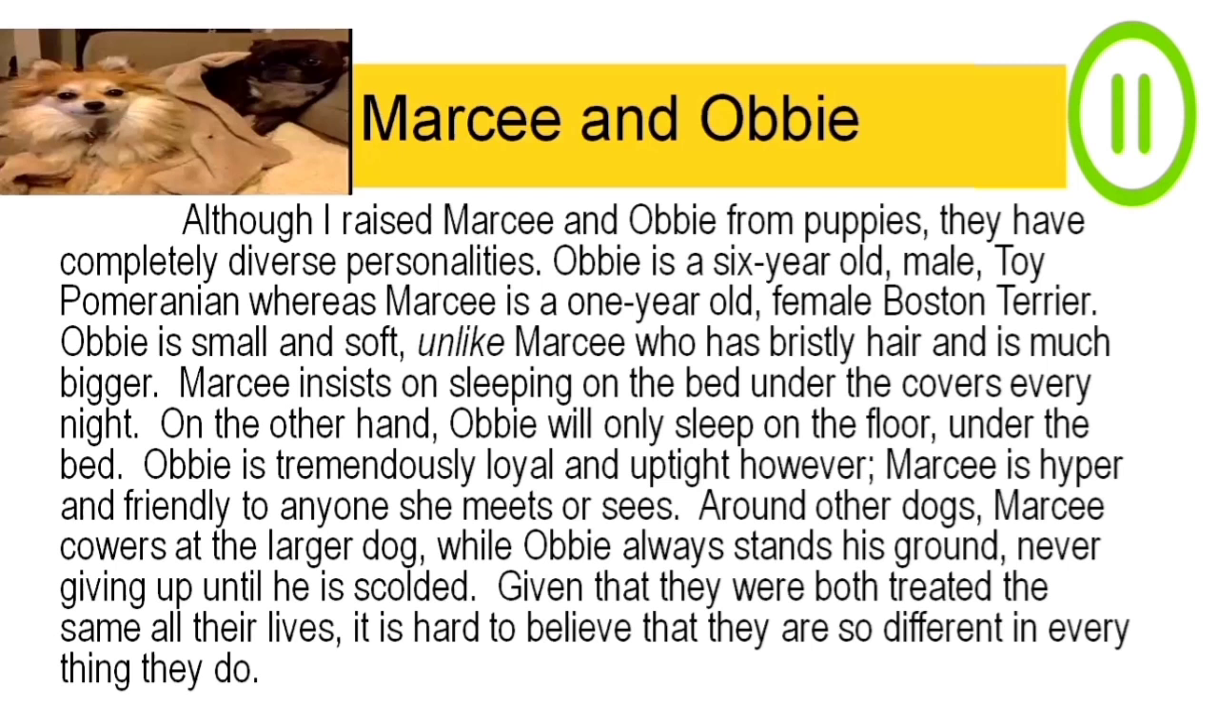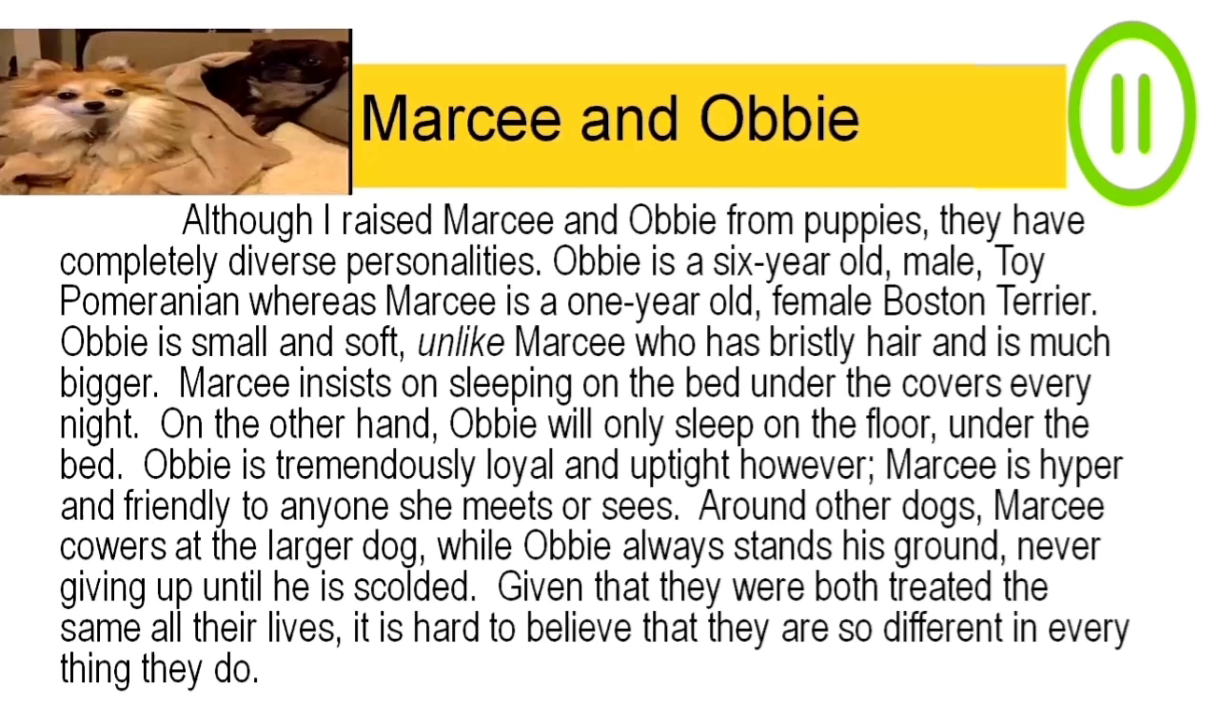Okay, now we are back to discuss Marcy and Obi. Although I raised Marcy and Obi from puppies, they have completely diverse personalities. Obi is a 6-year-old male toy Pomeranian, whereas Marcy is a 1-year-old female Boston Terrier. Obi is small and soft, unlike Marcy, who has bristly hair and is much bigger. Marcy insists on sleeping on the bed under the covers every night. On the other hand, Obi will only sleep on the floor under the bed. Obi is tremendously loyal and uptight, however.